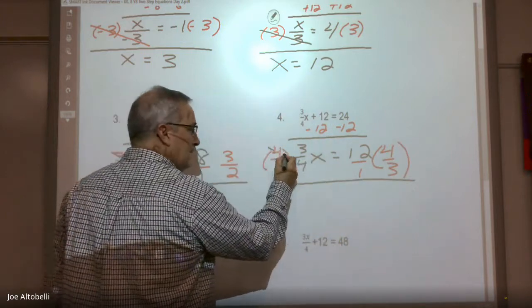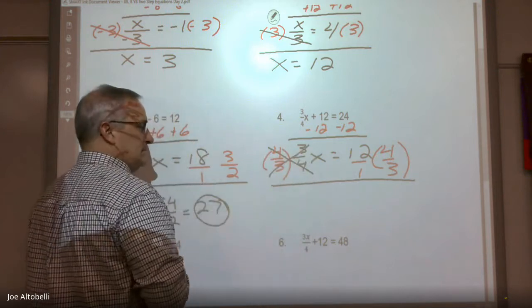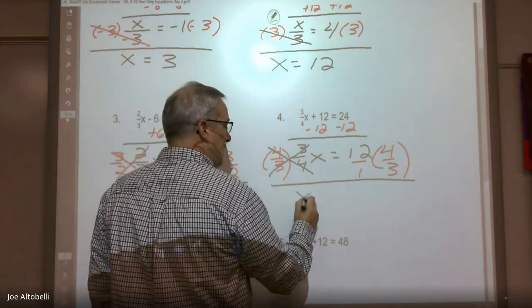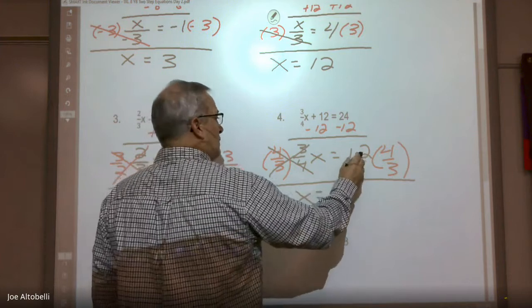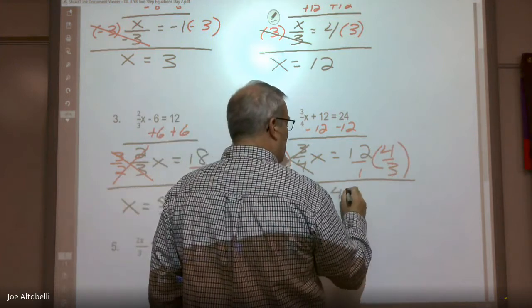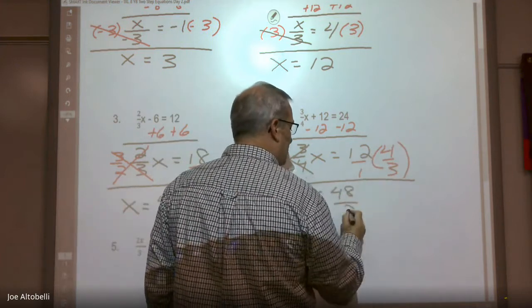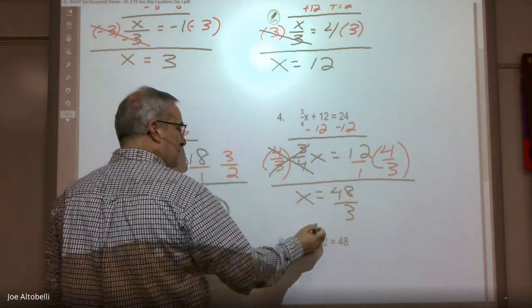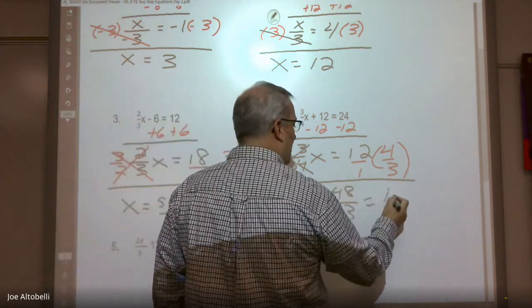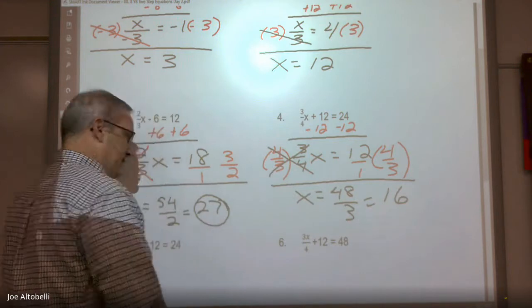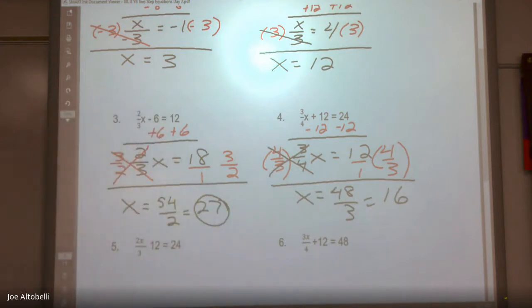Over here, cancels. So I have x equals 12 times 4 is 48. 1 times 3 is 3. And 48 divided by 3, check your calculator, is 16. Questions? Step by step, show your work.